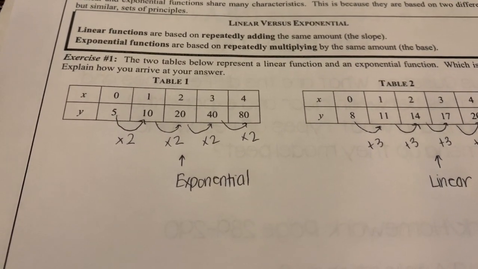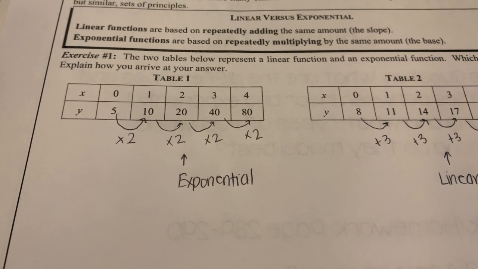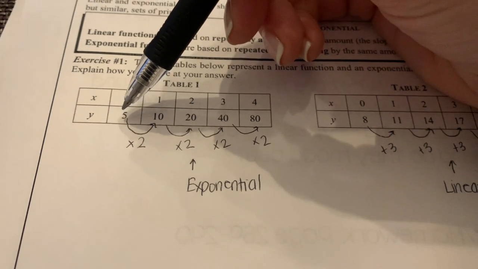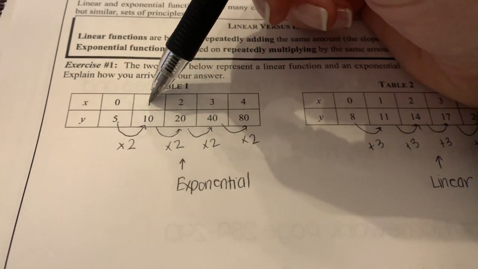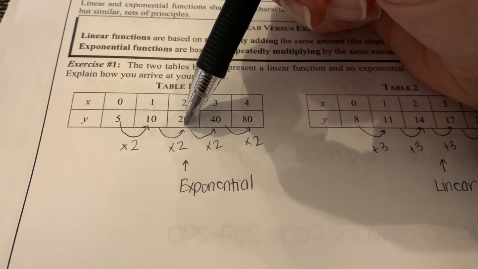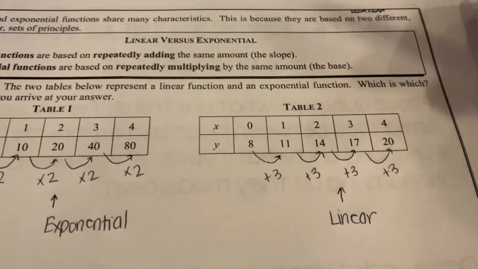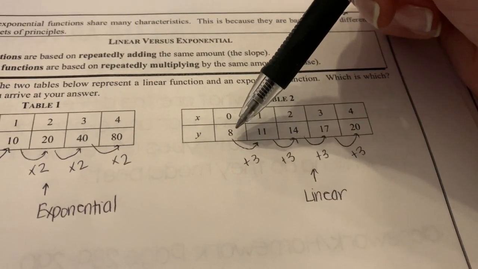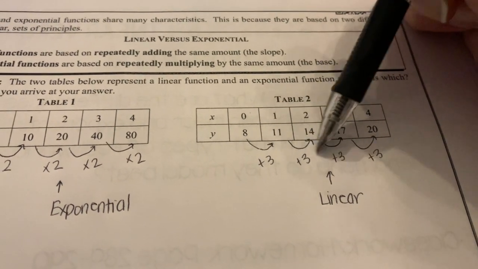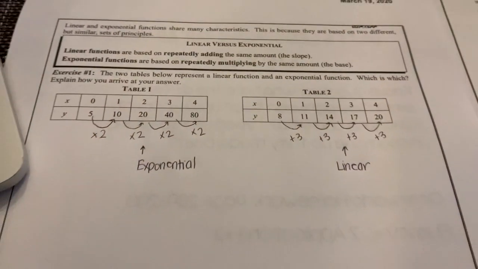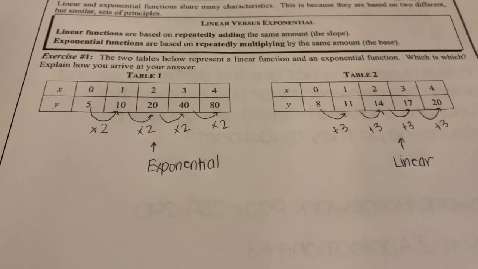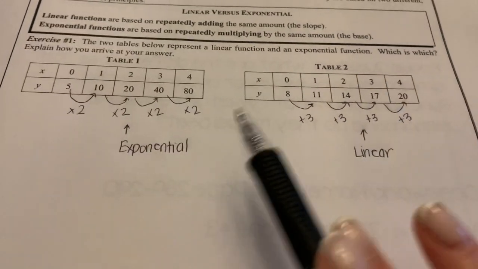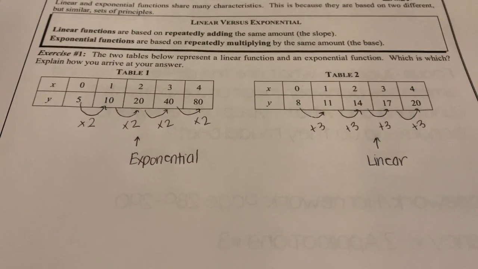So for the exponential one, every time x increases by 1, y is increasing by a constant factor of 2 each time. So x is increasing by 1, y is increasing by a factor of 2. And in the linear function, every time x increases by 1, the y value is increasing by 3 each time. Okay? In each case, the idea is that even though one is being added and the other one is being multiplied, they're both constant. That's an important thing to remember.